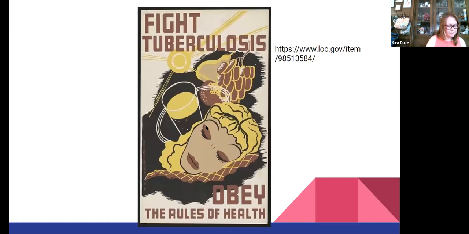So for the lesson idea for this month, we really looked at some of the public health campaigns to prevent TB. And so we looked at a series of posters. And with each of these posters, what we'd hope you would do as students is think about what they are promoting in these posters to prevent tuberculosis. So this one right here says, fight tuberculosis, obey the rules of health. It features a sunshine, so again, the outdoors. We have fruits here, so that proper diet. We have a glass of liquid here, so hydration. The lady is sleeping, so proper sleep and rest. And we see, of course, that is all hopeful to prevent and make sure someone is healthy enough to fight off the disease.